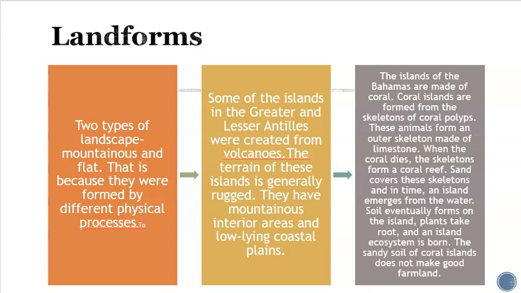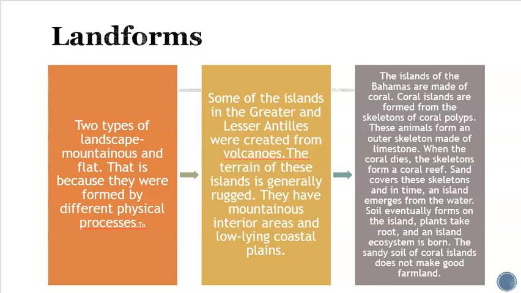There are 2 different ways that the land was formed in the Caribbean. The islands of the Greater and Lesser Antilles, some of them were created from volcanoes, and some of them were created from underwater mountains. The terrain in these islands is generally rugged, and they have mountainous interiors and then low-lying coastal plains. The Bahamas, on the other hand, were formed a little bit differently.